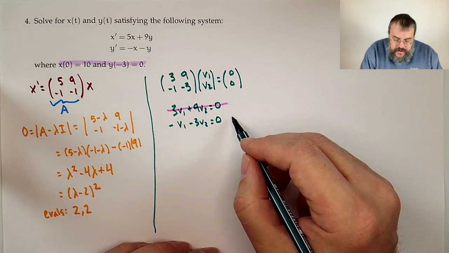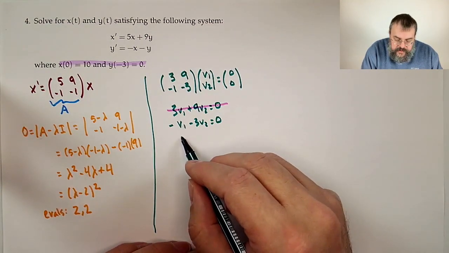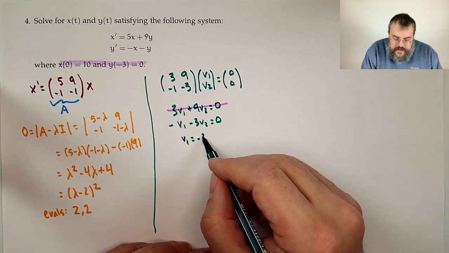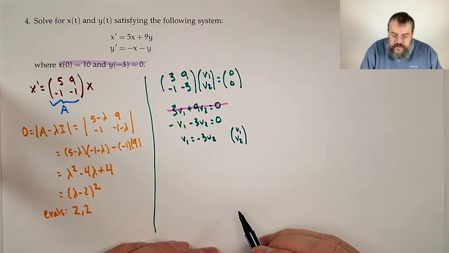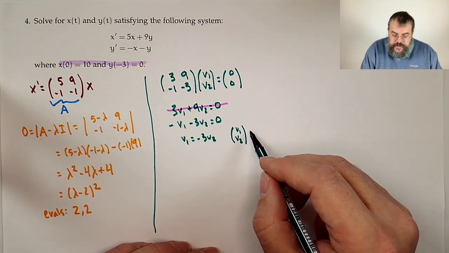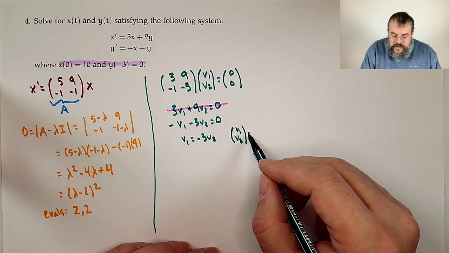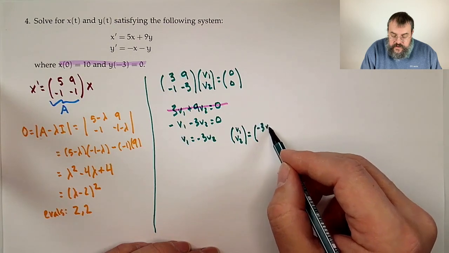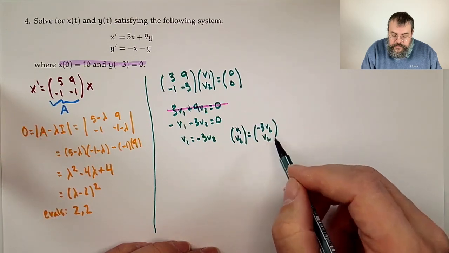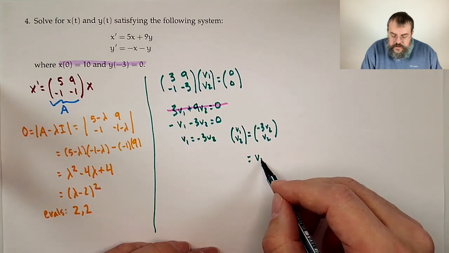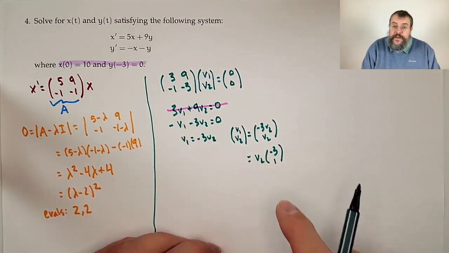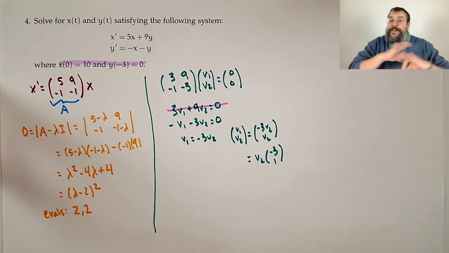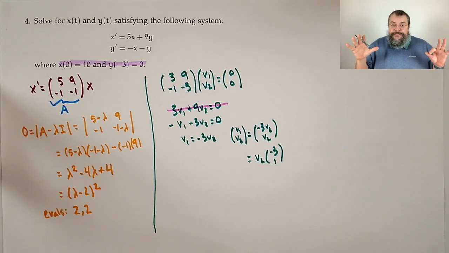And okay, that says v1 is equal to minus 3v2. So if you look at your vector v1, v2, well, it has to look like minus 3v2, v2, which is v2 times (minus 3, 1). So that's your eigenvector. And in fact, we've said, look, there's only one. Up to scale, there's only one.